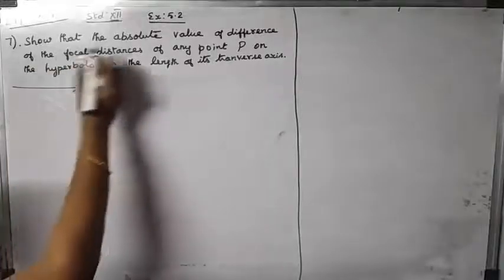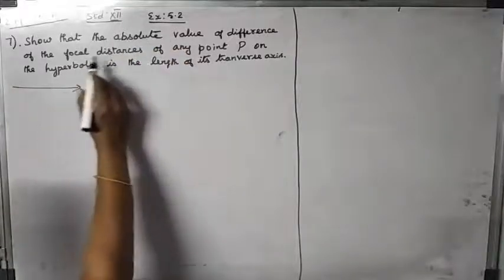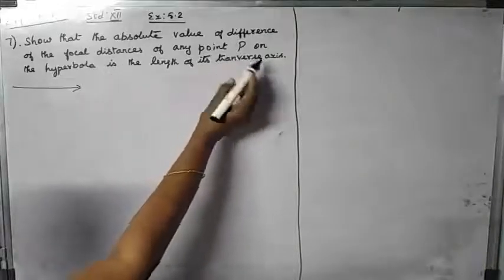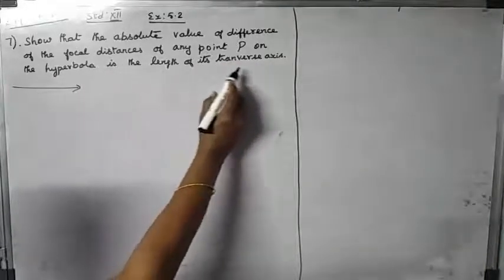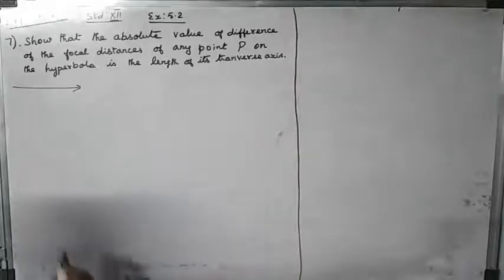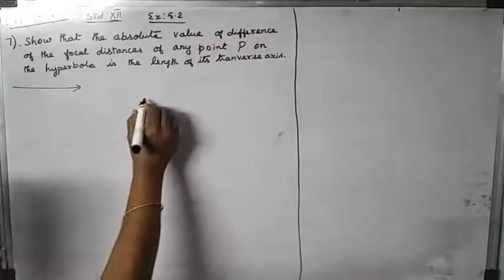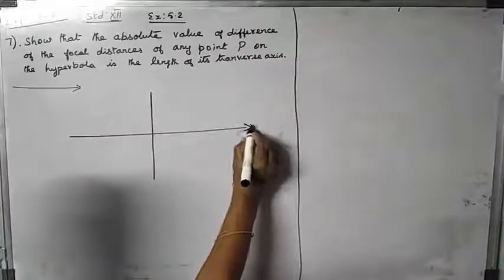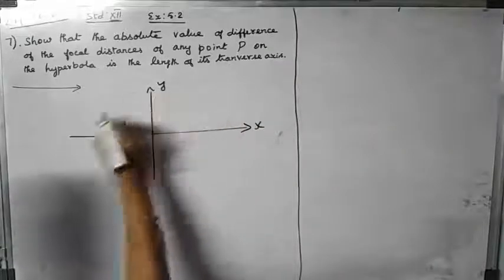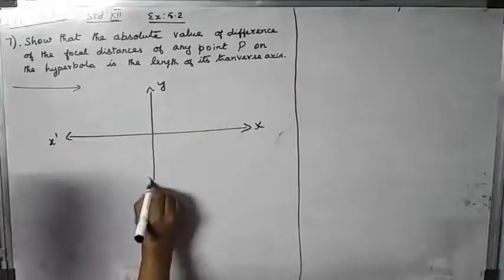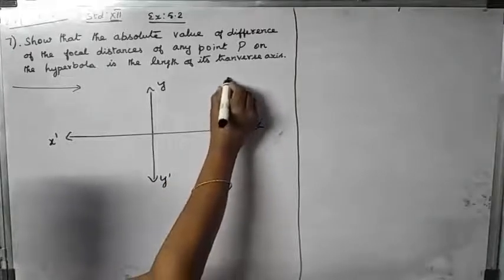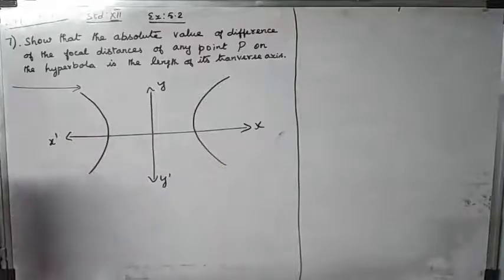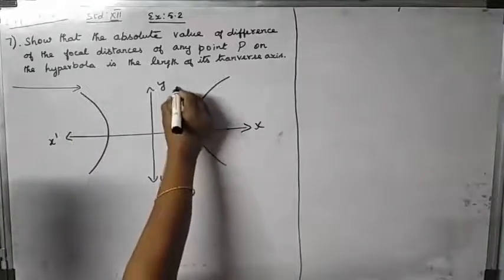Now 7th question, exercise 5.2. Prove that the absolute value of the difference of the focal distances of any point P on the hyperbola is the length of its transverse axis. Now to prove this, let us draw the hyperbola at first. X, Y, X dash, Y dash. And this is the hyperbola and the latus rectums are.